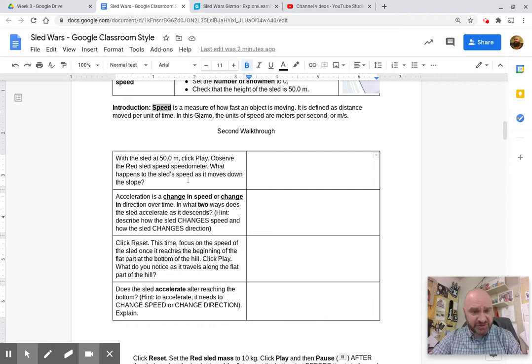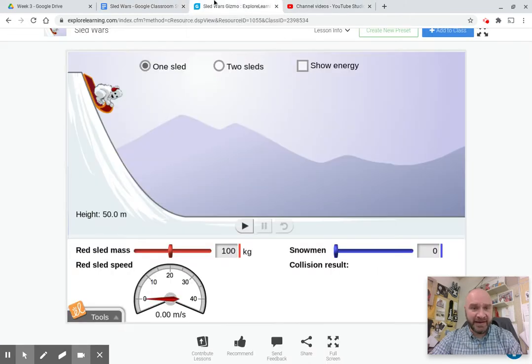Now, what happens to the sled's speed as it moves down the slope? Okay, so we are looking at the slope, and then later this is going to be referred to as the bottom of the hill. This whole horizontal piece is the bottom. This is the slope. I'm going to be watching the speedometer. I've got a little meter, but I've also got the digital reading right here. I'm going to click play and observe.